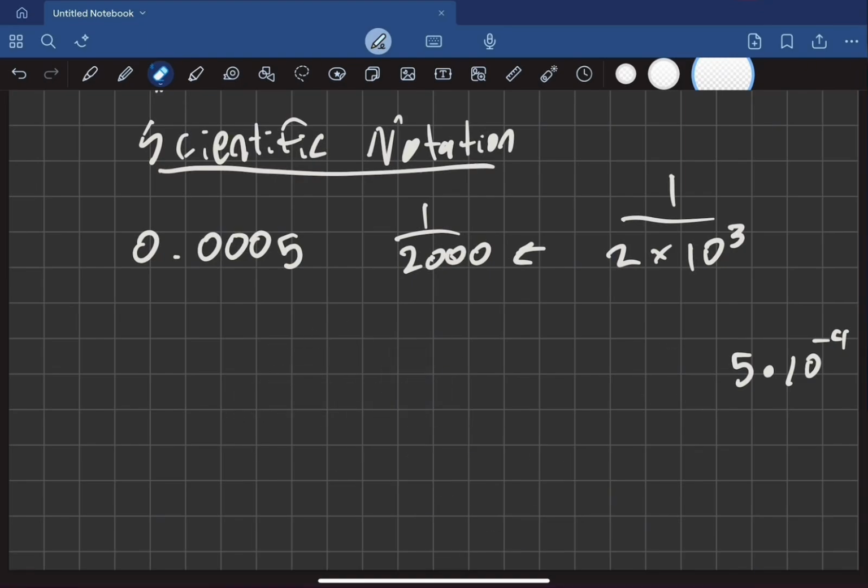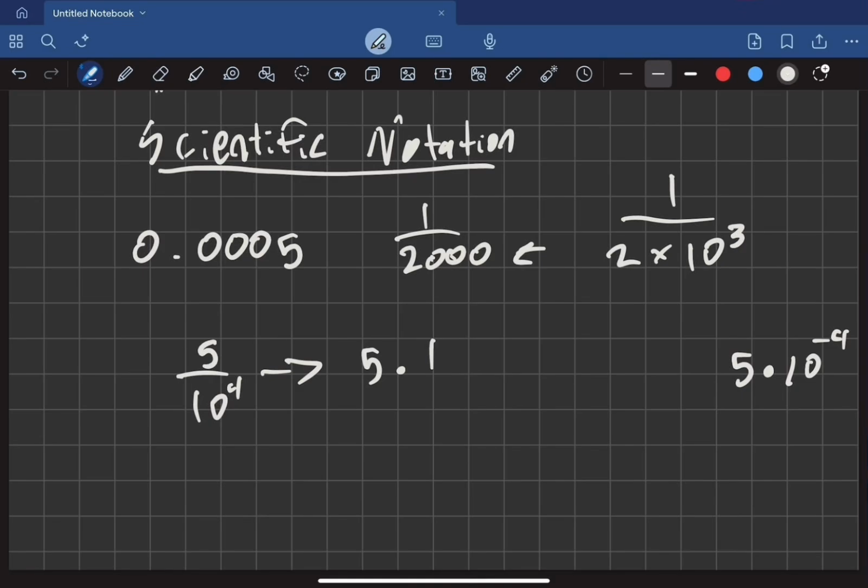And maybe that last step didn't make a ton of sense. So let's work it out a tiny bit more. You had 5 over 10 to the fourth, and that can be rewritten as 5 times 1 over 10 to the fourth. And now it should be a little bit more obvious that 1 over 10 to the fourth is the same thing as 10 to the negative fourth. So this can just be written as 5 times 10 to the negative fourth.